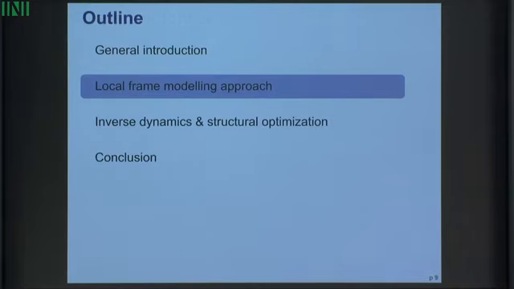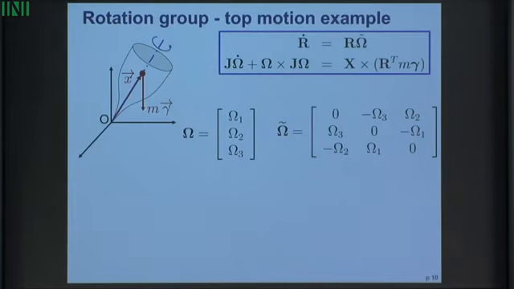Okay, I want to discuss a bit further this local frame modeling approach. And to begin smoothly, I propose to study the classical example in mechanics. This is the rotation of a top around a fixed point. Okay, so R is the rotation matrix. Omega is the angular velocity vector. We can put it in a skew symmetric matrix like this. And here you see we have the velocity relationship between the time derivative of the rotation matrix and the angular velocity. And here we have the Euler equation, which represents the dynamic equilibrium.